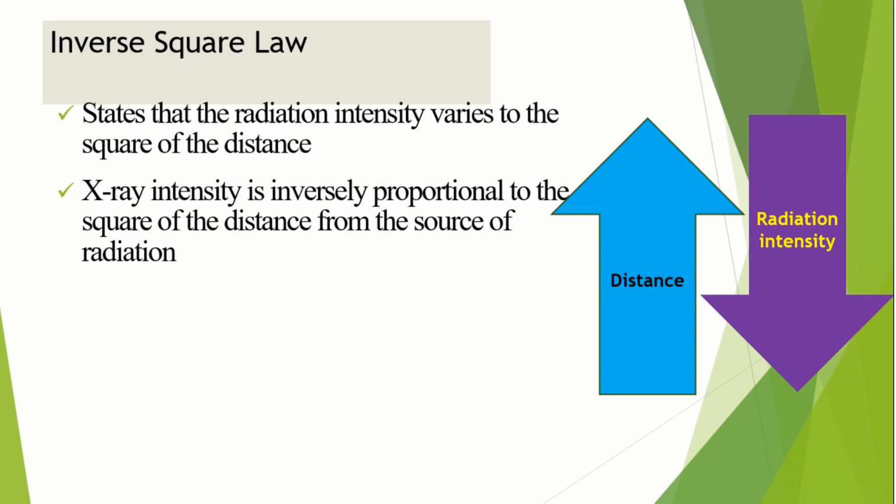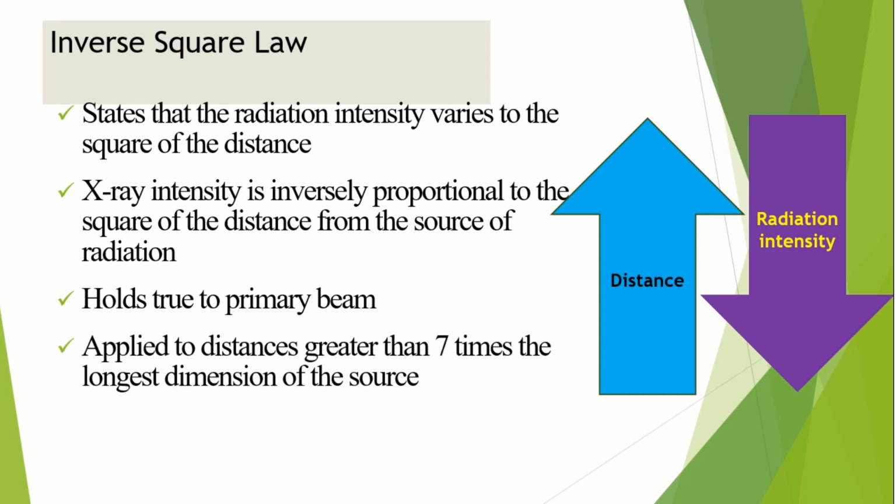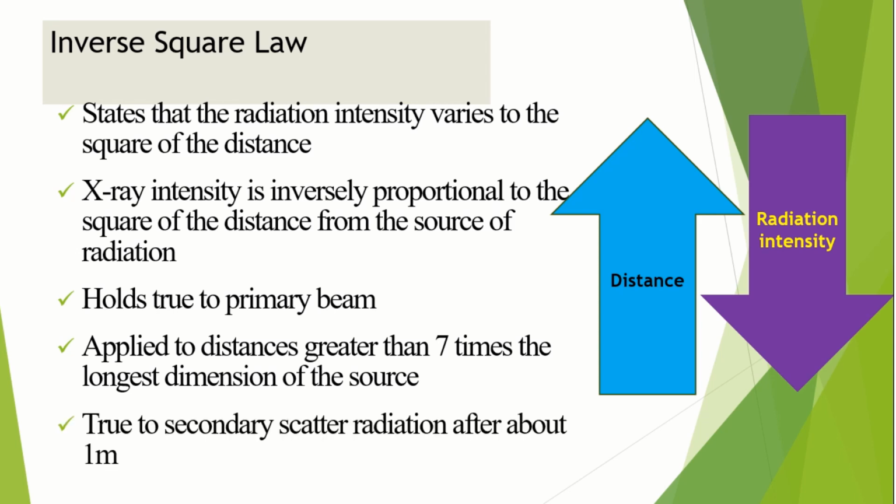So, kung gusto mong i-reduce yung radiation intensity, dapat lumayo tayo mula dun sa source. So, inverse square law holds true to primary beam. It is applied to distances greater than 7 times the longest dimension of the source, and it is true to secondary scatter radiation after about 1 meter.